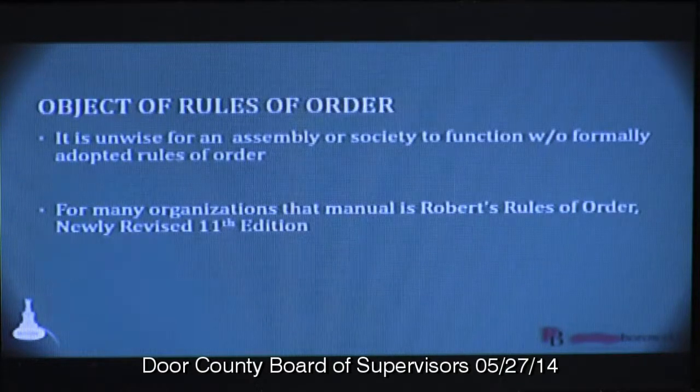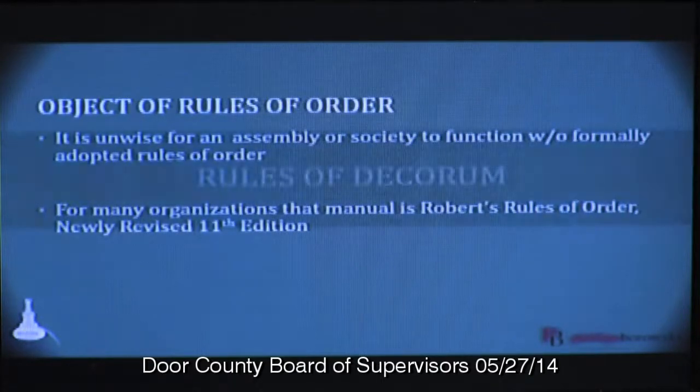It's really unwise for any assembly or society to function without some formally adopted rules of order. And for many organizations, that manual is Robert's Rules of Order. The latest edition is Robert's Rules of Order Newly Revised, 11th edition. I usually bring that with me, but I forgot. It's kind of a thick book. That's why it's good to have your own rules. A lot of counties incorporate some of the major rules in Robert's into their own local ordinances, so it's easier and more accessible.